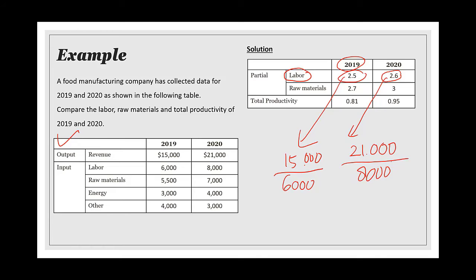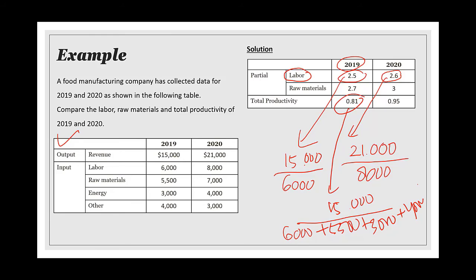The total productivity in 2019 yields 0.81. It is derived from 15,000 as the outputs divided by the inputs, which is 6,000 plus 5,500 plus 3,000 plus 4,000. So we can do the same for 2020 and we get 0.95. Finally, we can compare 2019 versus 2020 in terms of productivity, and it shows in this example that the productivity has increased.